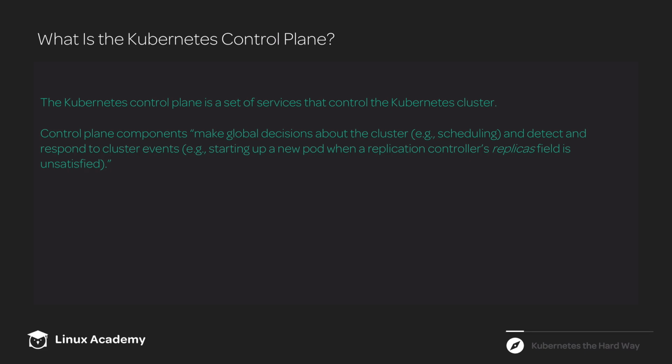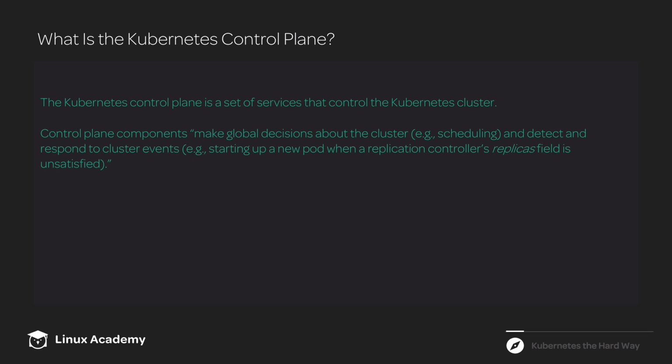The Kubernetes documentation says that the control plane components make global decisions about the cluster, for example, scheduling, and detect and respond to cluster events, such as starting up a new pod when a replication controller's replicas field is unsatisfied. When it talks about scheduling there, that's simply talking about the process of finding a worker node and spinning up pods on that worker node. So the process of actually orchestrating and running our containers is scheduling, and the control plane coordinates that process.